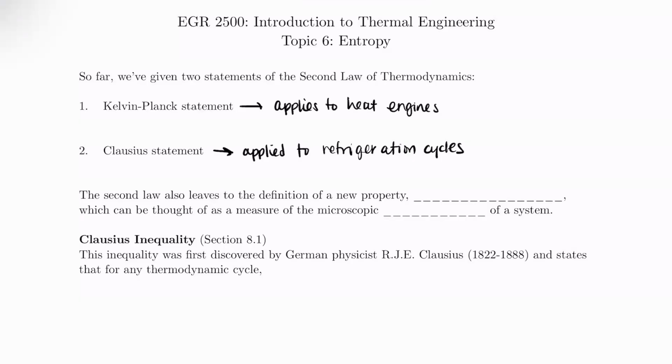But it turns out that the second law also leads us to the definition of a new property, which is called entropy, which is the focus of this entire topic. And this property can be thought of as a measure of the microscopic disorder of a system.